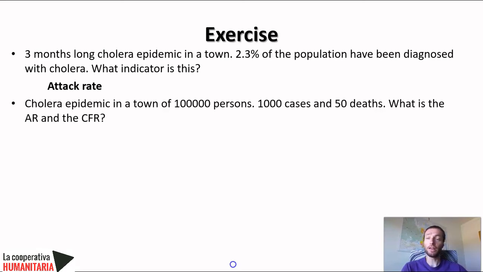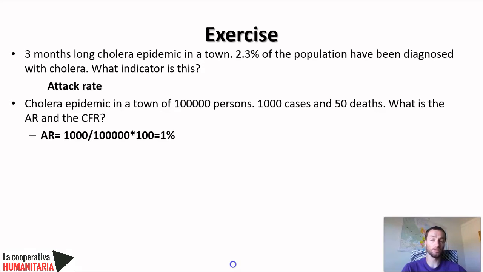So another one: a cholera epidemic in a town with 100,000 people, 1,000 cases and 50 deaths. What's the attack rate and the case fatality rate for this situation? Can you calculate? Okay, so the attack rate would be 1,000 people divided by the total population, 100,000, multiplied by 100, it's 1%, the attack rate.